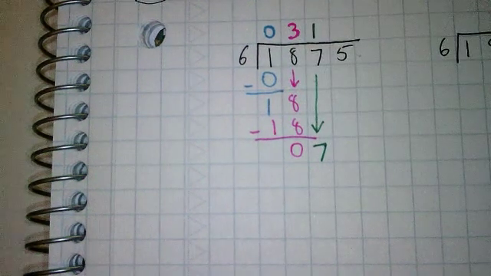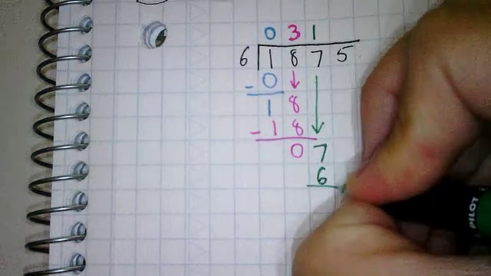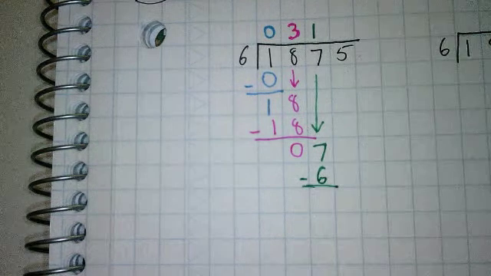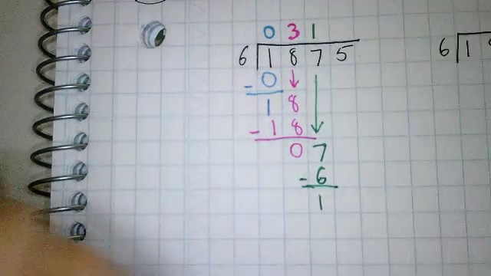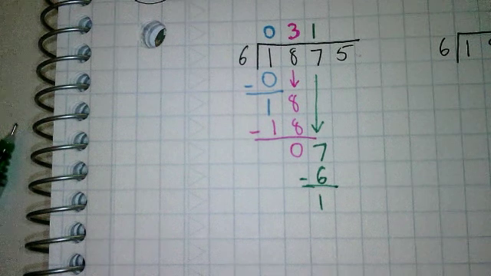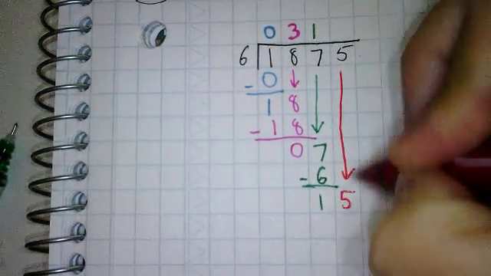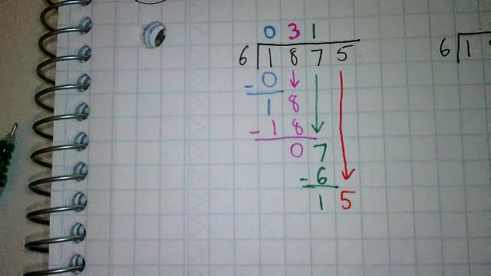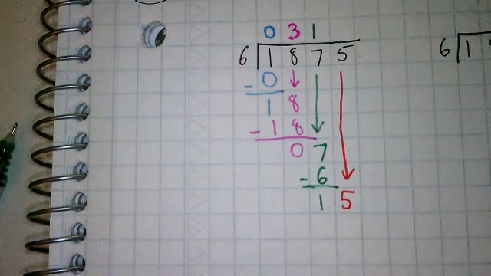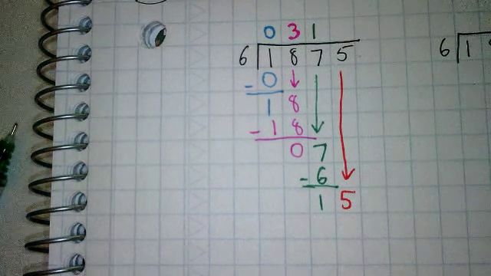Then we can multiply. What's 1 times 6? 6. And then we can subtract, and what do we get? 1. What's my next step? Isaac? Bring down my 5. So now I have what number here? 15. So how many times does 6 go into 15 without going over? Sebastian? He says 2 times.